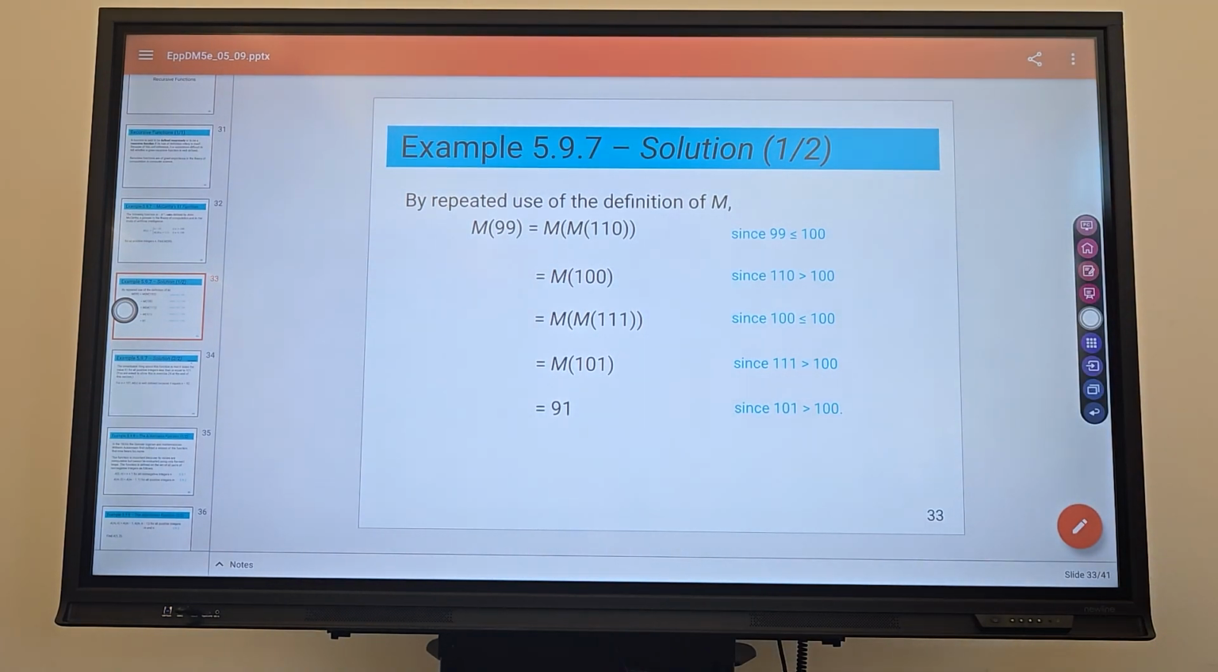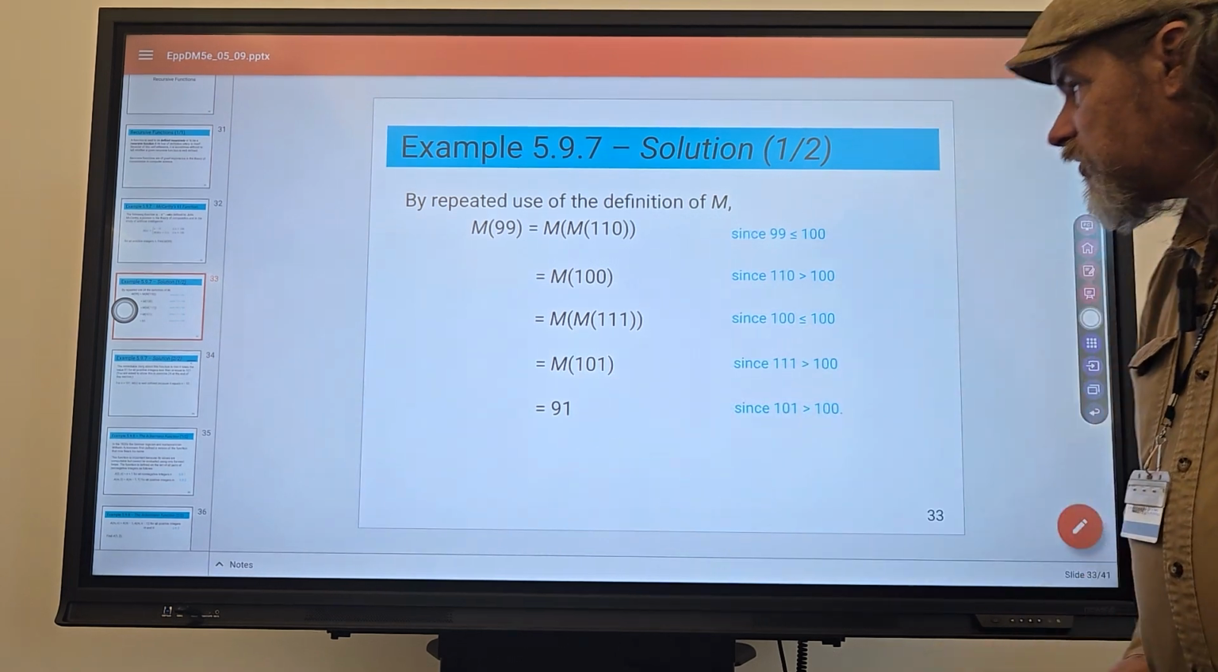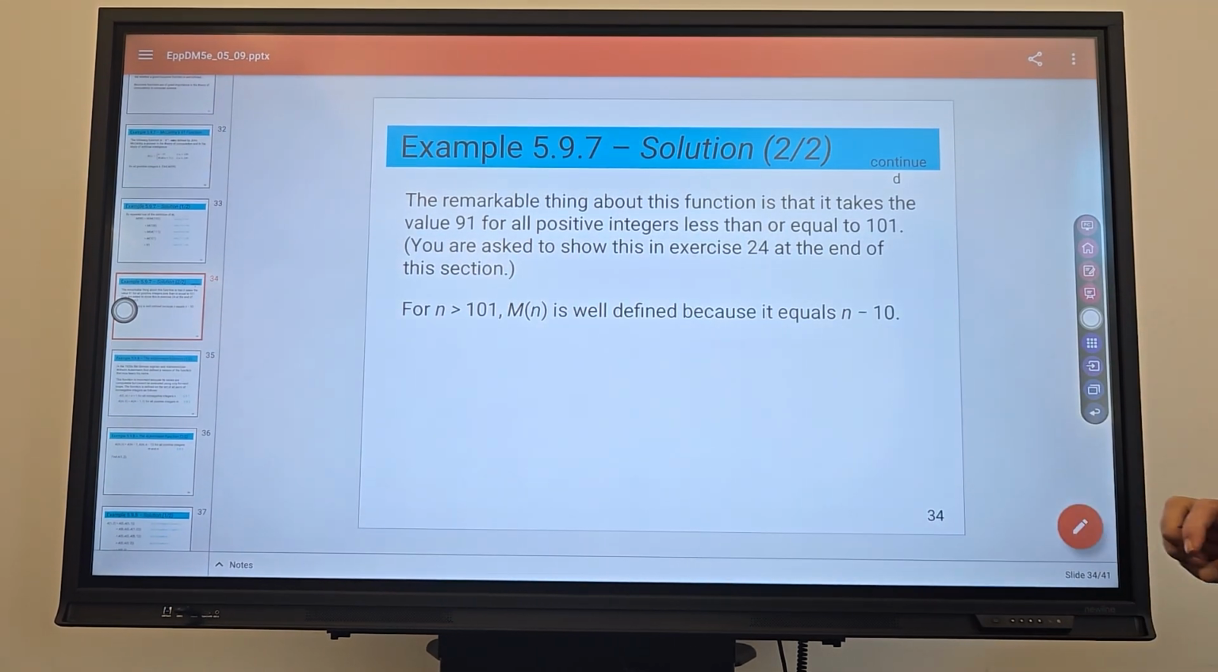By repeated use of the definition of M, you do some substitution and that sort of thing, and you end up with 91. The remarkable thing about this function is that it takes the value 91 for all positive integers less than or equal to 101.